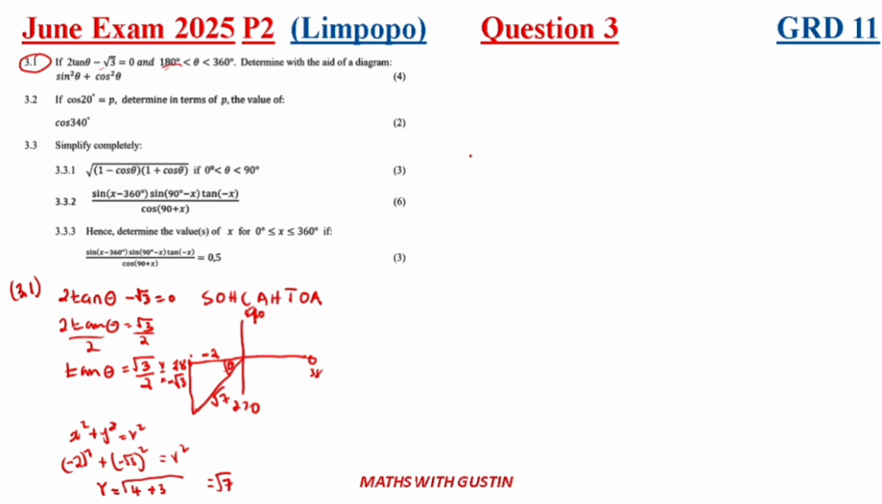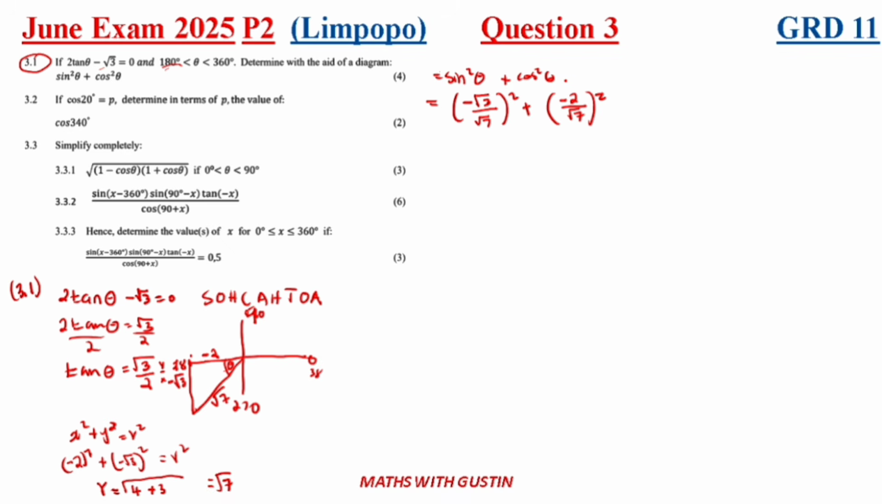So now what are they saying? They are saying we must find sine squared theta, and so forth. So it's 4 marks. So now we're going to come here and say sine squared theta plus cos squared theta. Sine is equal to opposite over hypotenuse. So it's going to be negative square root of 3 divided by square root of 7, which is the hypotenuse, all squared, plus cos, which is adjacent, which is negative 2 all over square root of 7. Please guys, you need to show the negative. If you don't show the negatives here, they are going to mark you wrong.